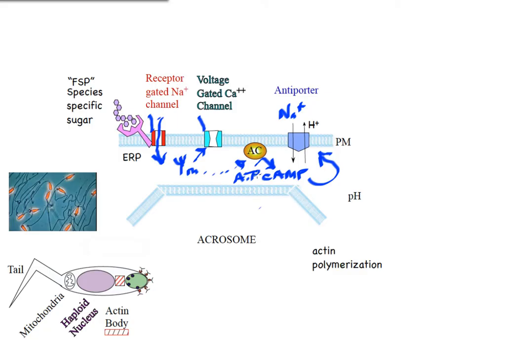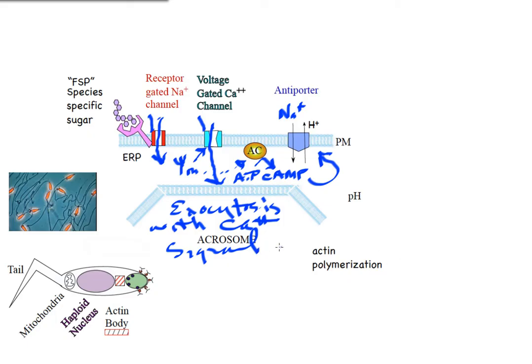Why is this important? Sodium coming in allows calcium to come in. Calcium coming in leads to the exocytosis of the acrosome, with calcium signaling. And the protons leaving raises the pH inside this cell. That pH rising allows actin polymerization to occur.